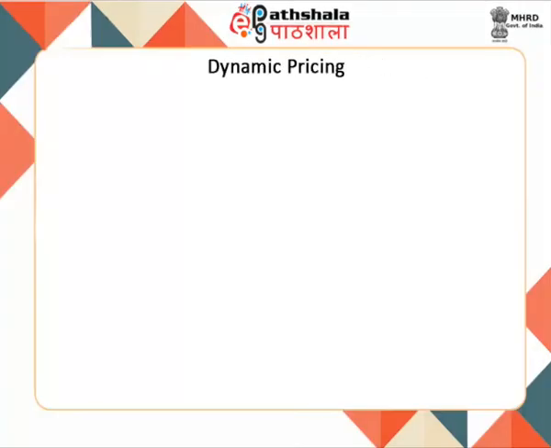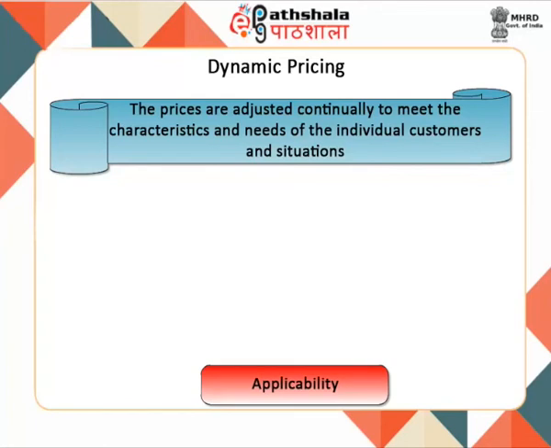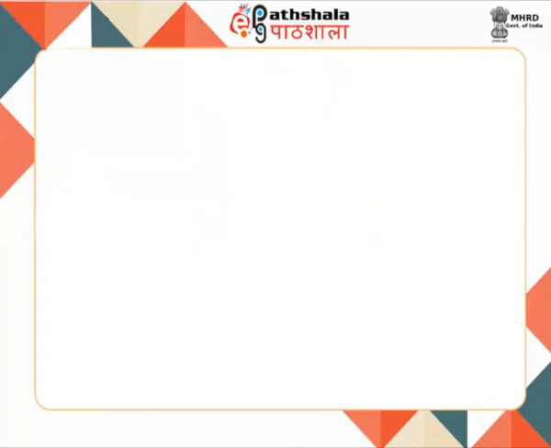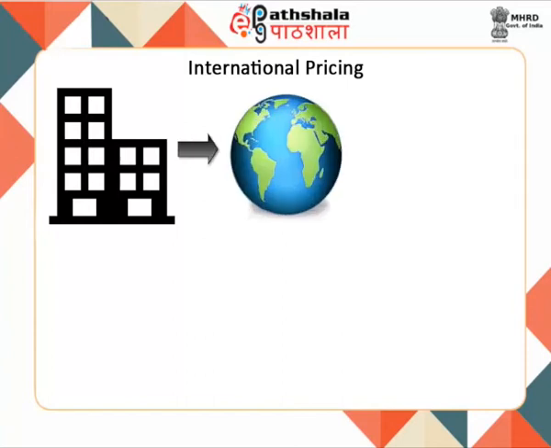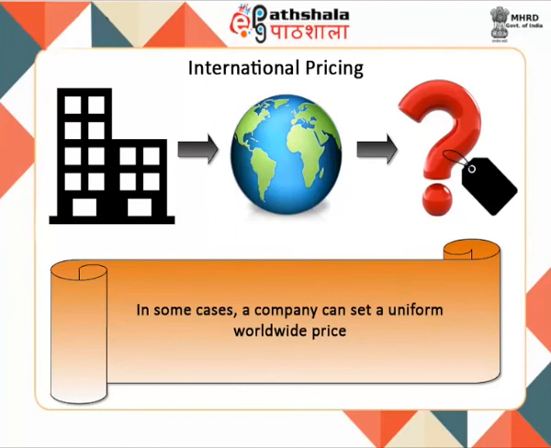Dynamic pricing is when the prices are adjusted continually to meet the characteristics and needs of individual customers and situations. This method can also be used when the customers of the organization are from both rural as well as urban areas. International pricing. Many organizations operate in the international market, and due to this, they have to decide what prices to charge in the different countries in which they operate. In some cases, a company can set a uniform worldwide price.